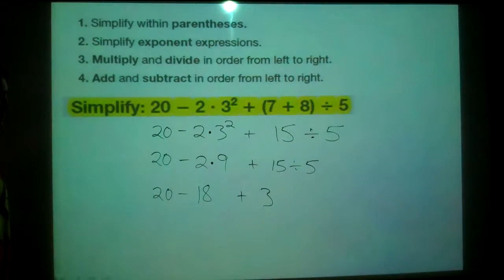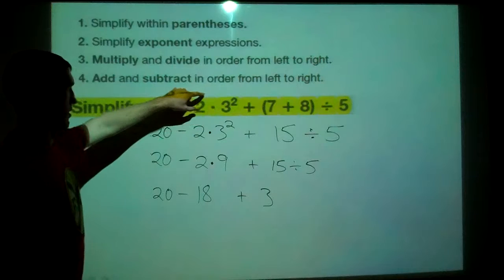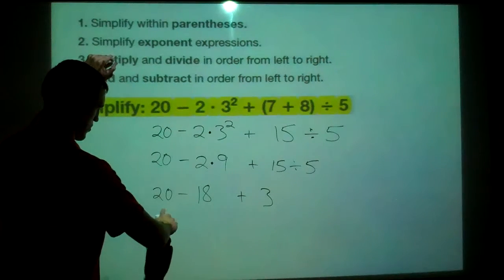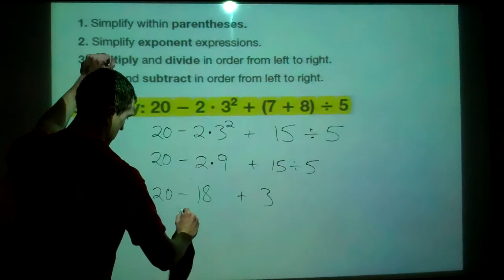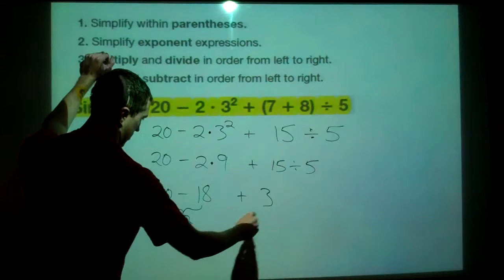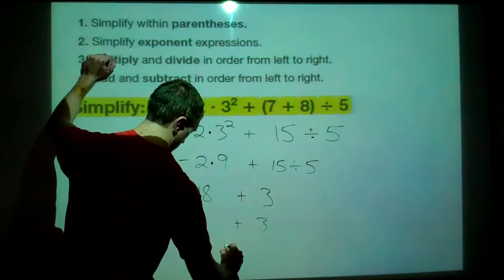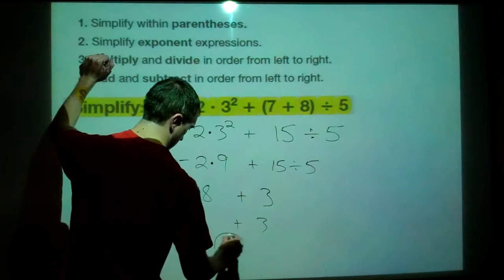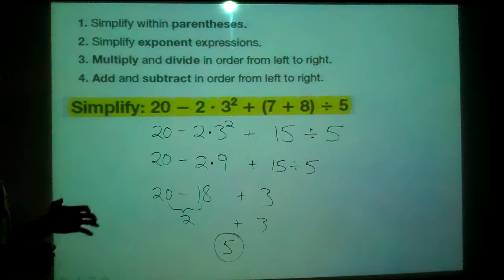Alright, so we got rid of all the multiplying and dividing, so we move on to our fourth and final level here. Add and subtract in order from left to right. Well, 20 minus 18, that's 2. So we'll get 2 here. And 2 plus 3 gives us 5. So we should get 5 for an answer for that long expression.